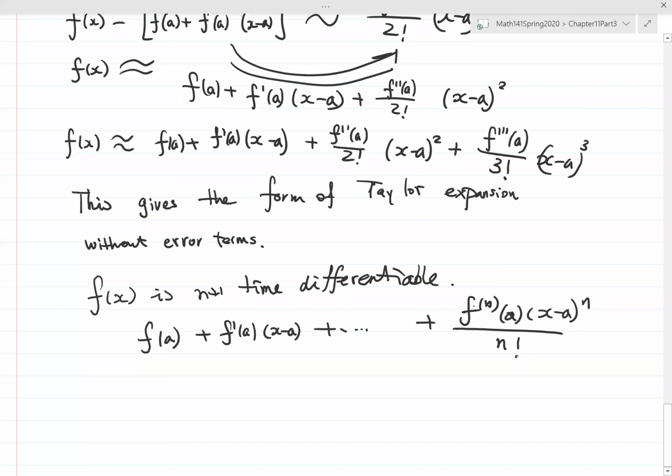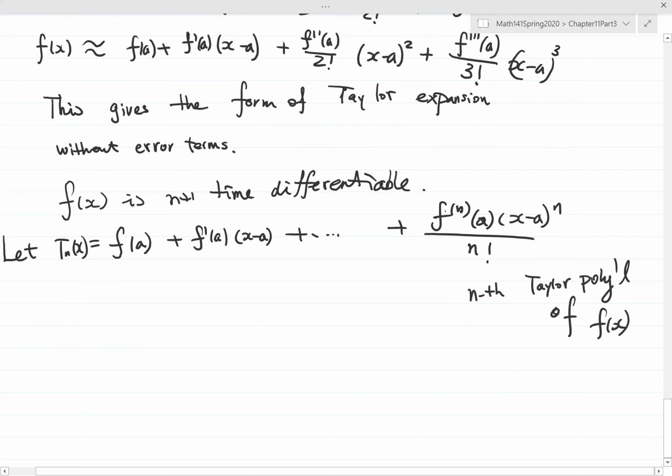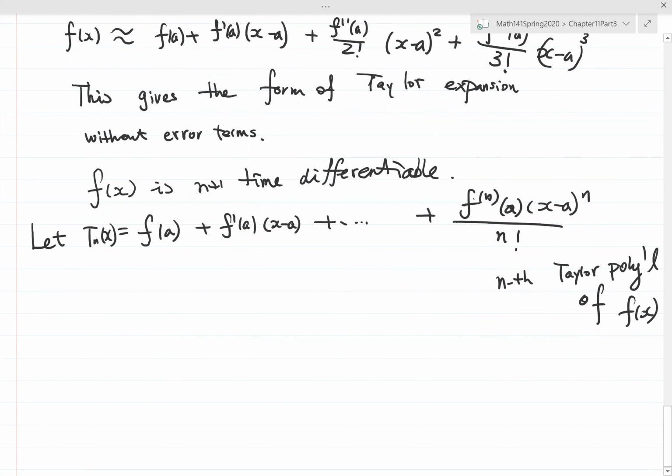So this right side is called the nth Taylor polynomial. Let T_n(x) be this thing, the nth Taylor polynomial of f(x). We call it the nth Taylor polynomial of f at a. This Taylor polynomial is a more general version of the linear approximation to the function f. So we need to find the difference.